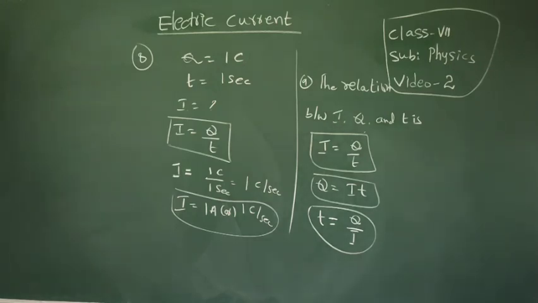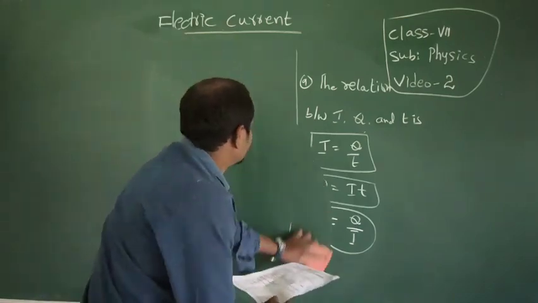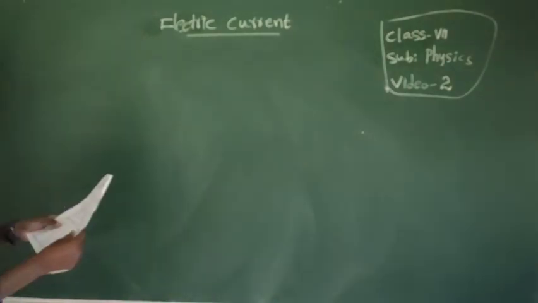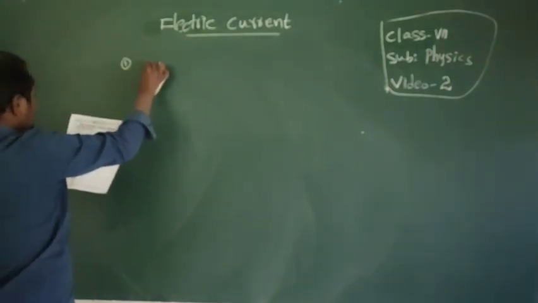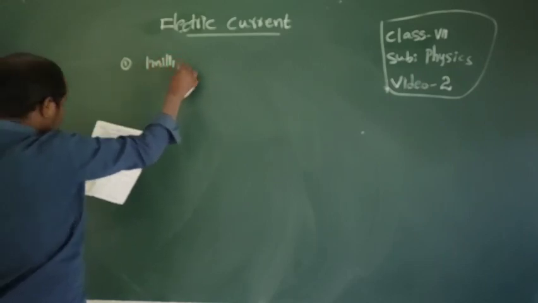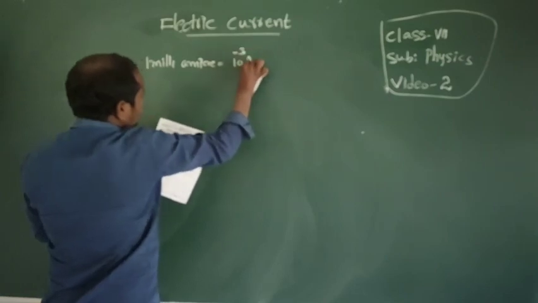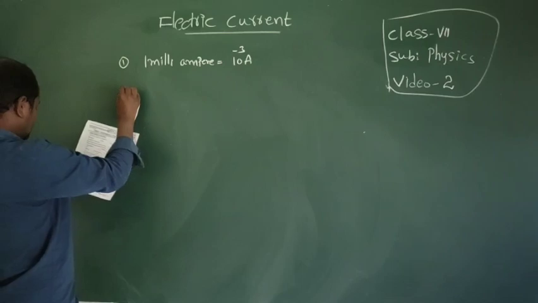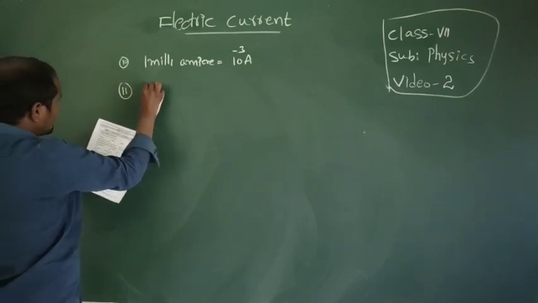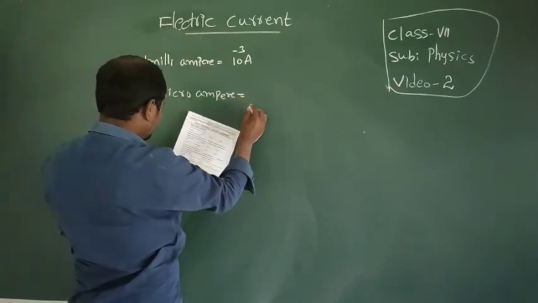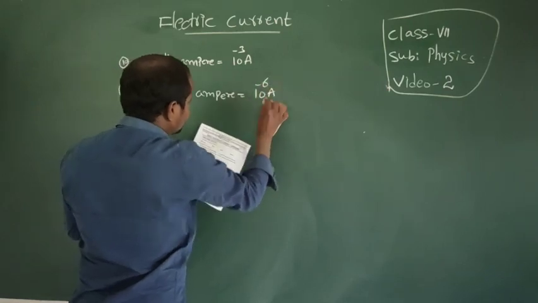Next one, 1 milliampere equal to dash amperes. 1 milliampere equal to 10 power minus 3 amperes. 11th one, 1 microampere equal to 10 power minus 6 amperes.